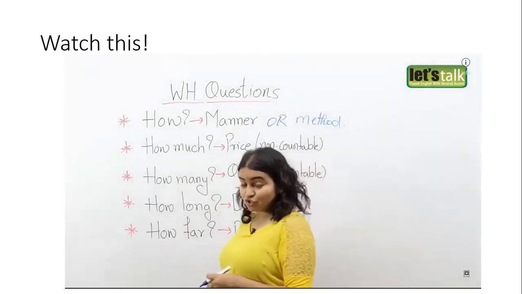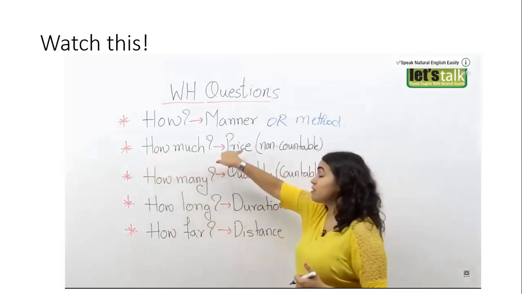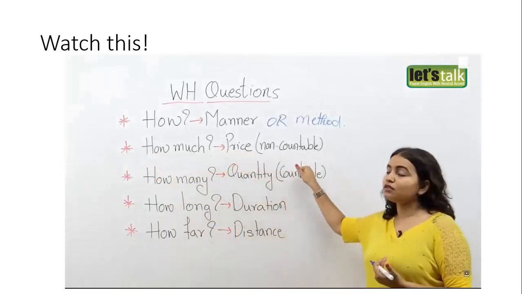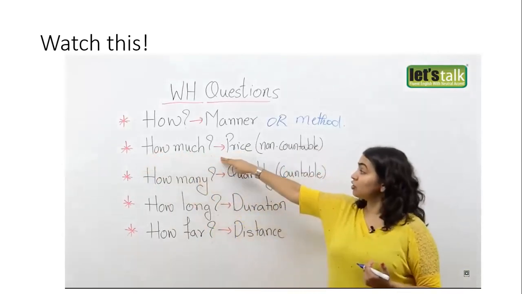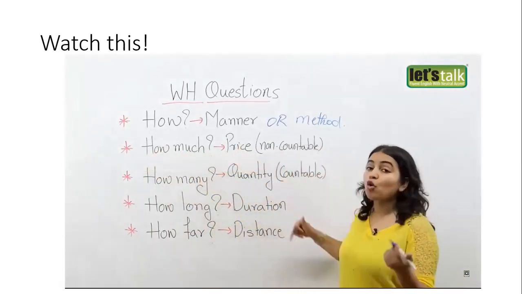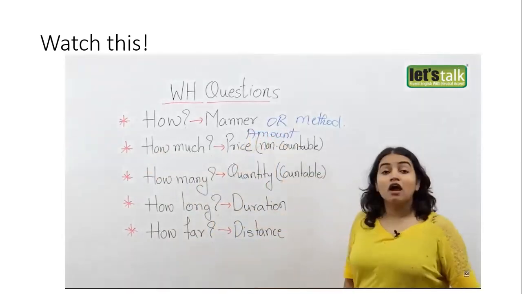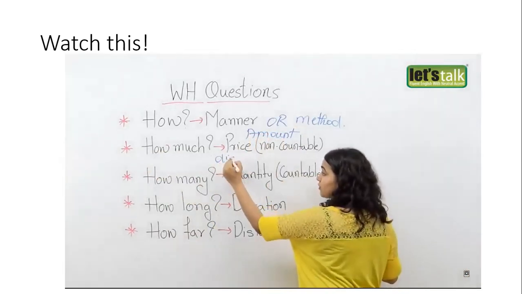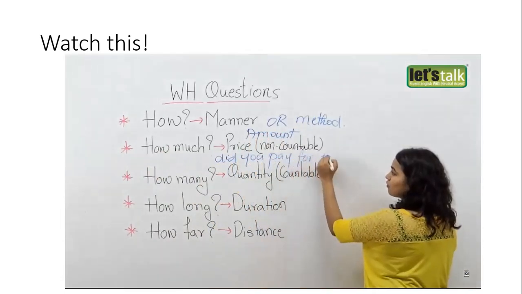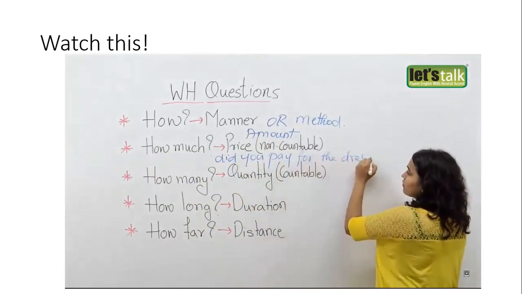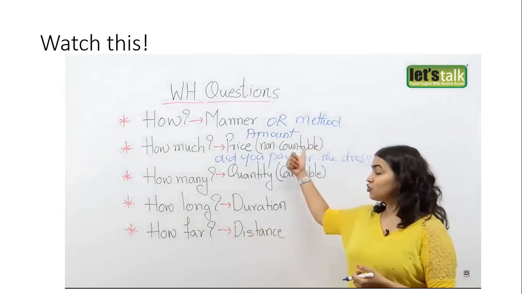Our next question, the same question, using the word how, could talk about the price, which is non-countable. So I always would use how followed by much when I'm talking about the price or the amount of something. So I could say, how much did you pay for the dress? So I'm talking about the price or the amount, or how much did you pay for the shoes?